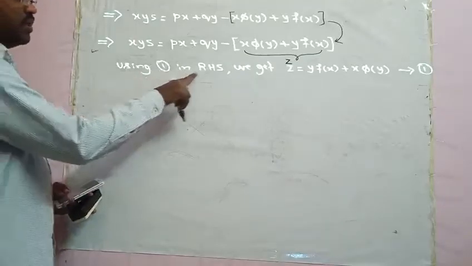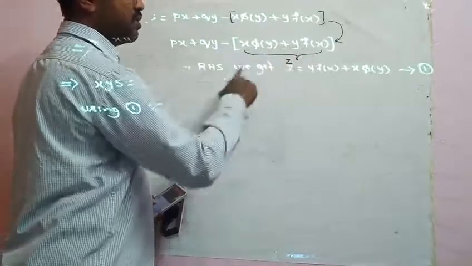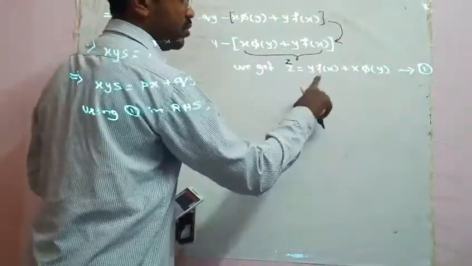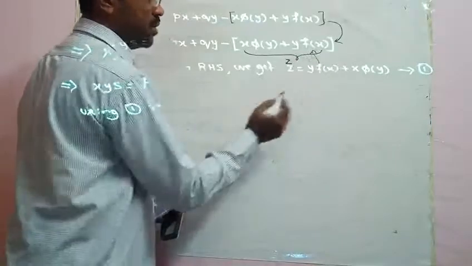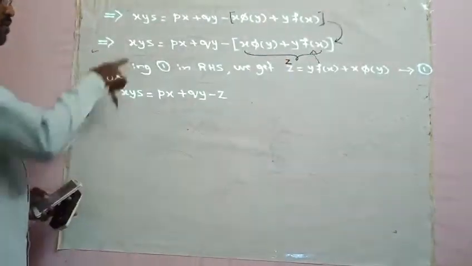Using equation 1 in the RHS. What does equation 1 say? Z is equal to this, which is here. So in that place I can write Z. What happens? Let us see.